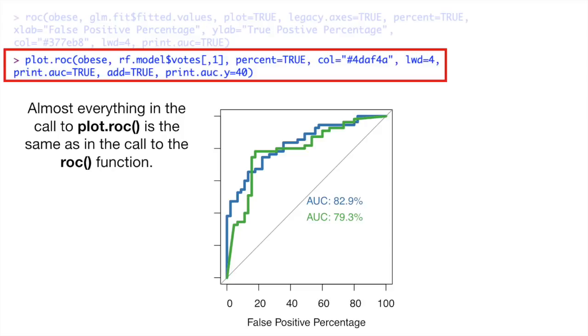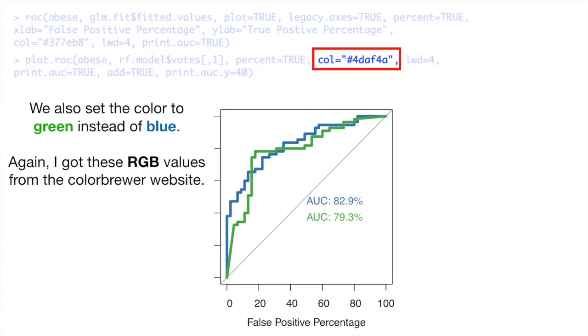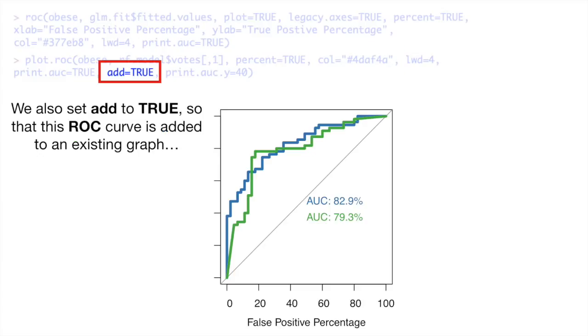Almost everything in the call to plot.roc is the same as in the call to the ROC function. However, since we are using a random forest for the second ROC, we pass in the number of trees in the forest that voted correctly. We also set the color to green instead of blue. Again, I got these RGB values from the Color Brewer website. We also set add to true so that this ROC curve is added to an existing graph.